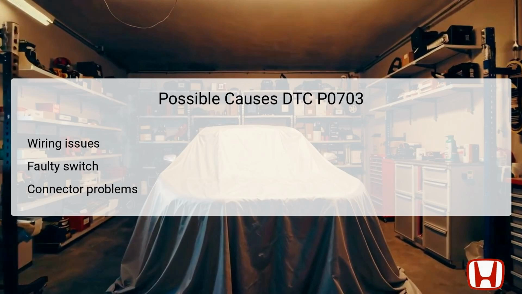Secondly, a faulty brake pedal position switch itself can cause this malfunction, rendering it unable to send accurate signals. Additionally, problems with the connectors, such as corrosion or poor connections, can impede signal flow and trigger DTC P0703 as well. Each of these areas must be diligently checked during troubleshooting to ascertain the root cause and address it effectively. Understanding the role of each component aids in expediting the diagnosis process and ensuring a thorough inspection.